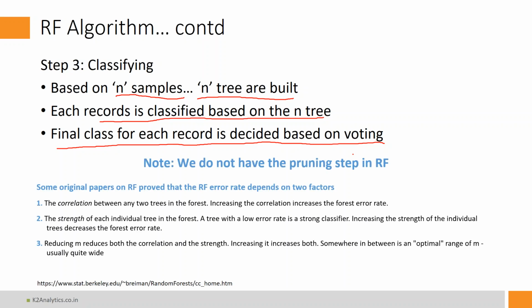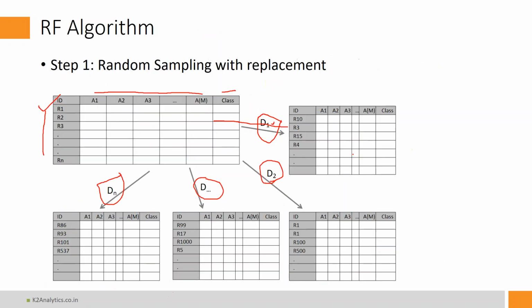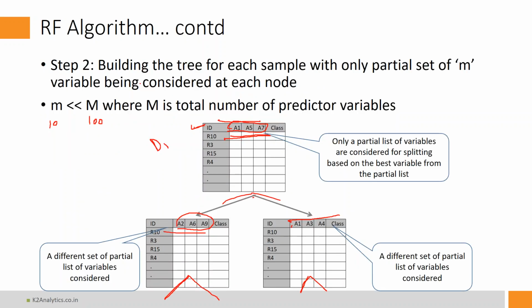Now, there are two challenges. How do I select this M? For explanation of the algorithm, I said 10. But I need to find out what this m should be, because if there are 100 independent variables, how do I say 10 is right? Why not 15? Why not 90? Why not 100 itself? That is the first question.